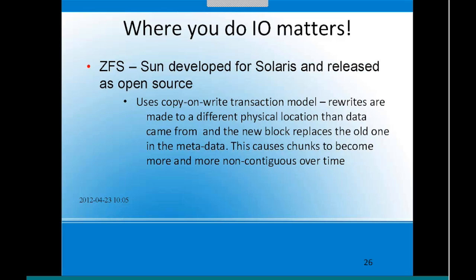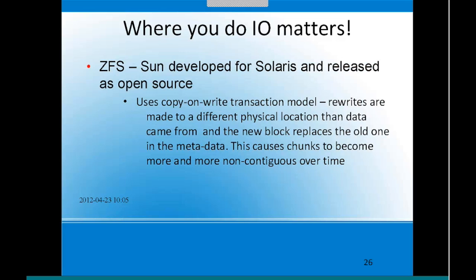ZFS was developed by Sun for Solaris. It's now open source, and obviously it's an Oracle product. But it uses a copy on write transaction model. That means that when you update a page on disk, the data is not overwritten, but a new block gets allocated, the new data is written to the new location, and then the metadata is patched up to point that page or block to the new location, and the old location eventually gets put onto the free list in the background to be reused.